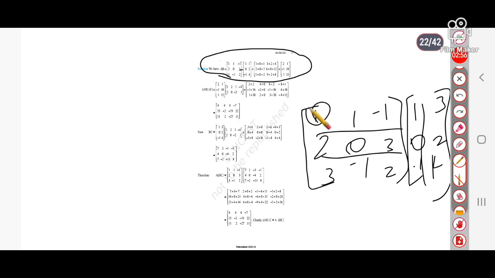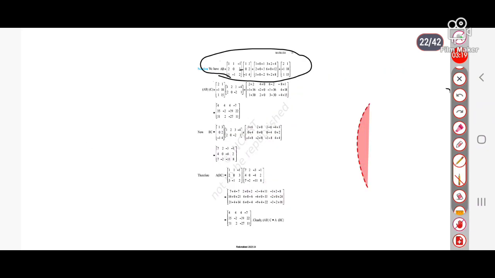So this one into this one yields you 1. This 1 into 0 will be 0, plus minus 1 into minus 1 is again 1. So 1 plus 1 gives you 2. That will be the first element in the result. Similarly, the rest of the elements are calculated as I have taught you before in the basics of multiplication of matrices. The same thing they have done here in the result of AB.